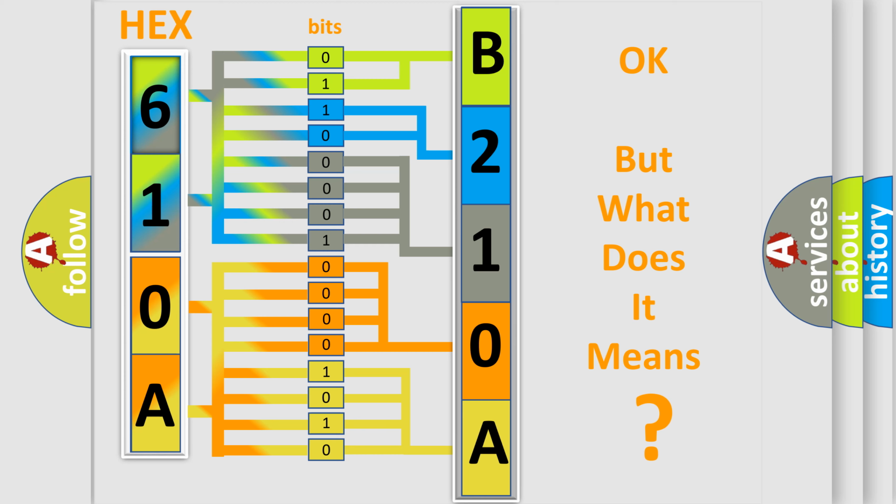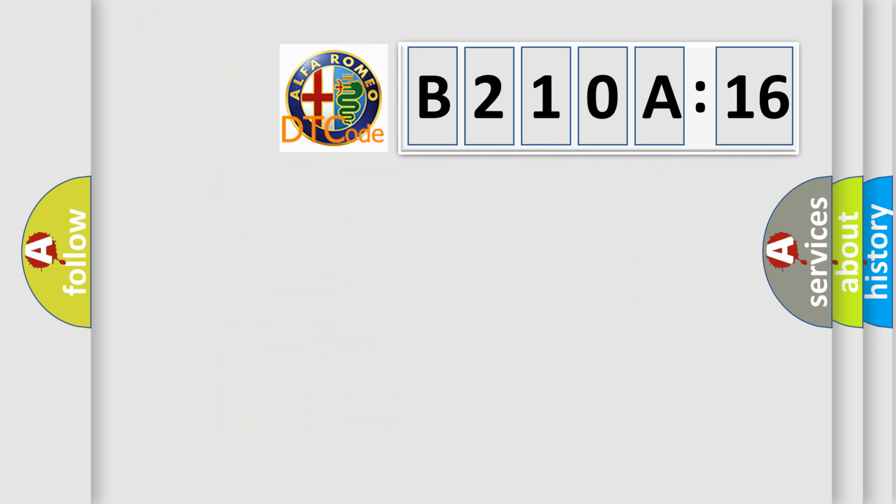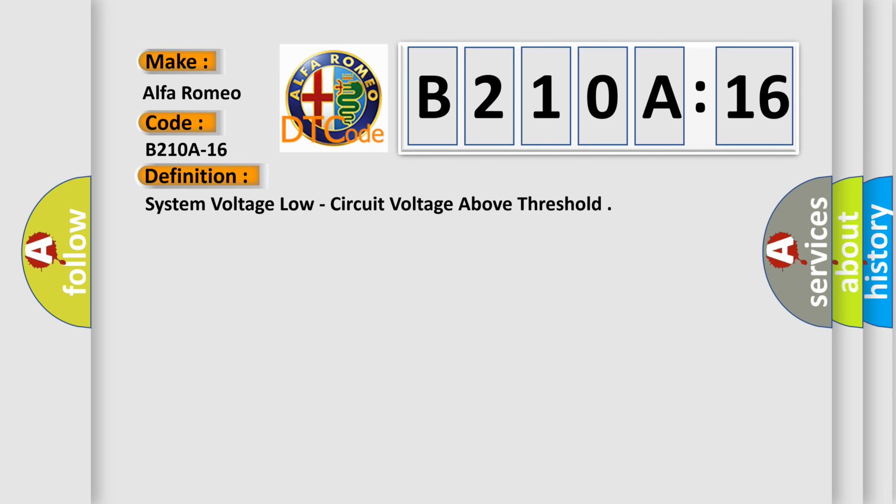The number itself does not make sense to us if we cannot assign information to what it actually expresses. So, what does the diagnostic trouble code B210A-16 interpret specifically for Alfa-Romeo car manufacturers? The basic definition is system voltage low, circuit voltage above threshold.